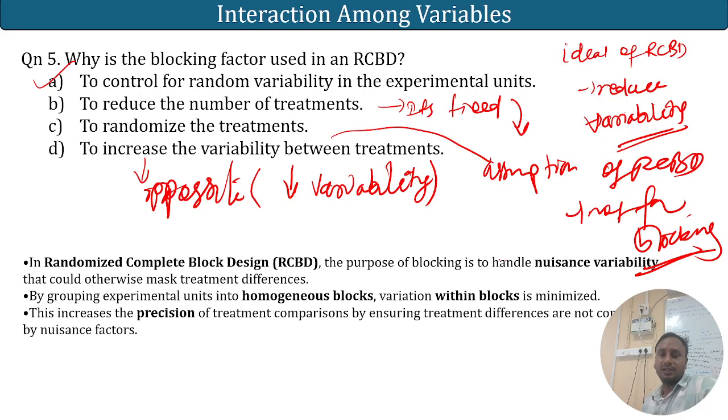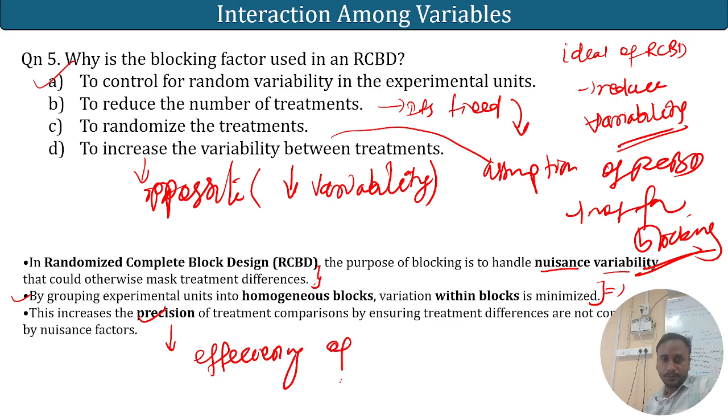Nuisance variability makes a difference. Homogeneous blocks will group similar units together, so the variability within blocks is going to be minimized. It will increase the precision, meaning the efficiency of the model, and we can control the nuisance factor.